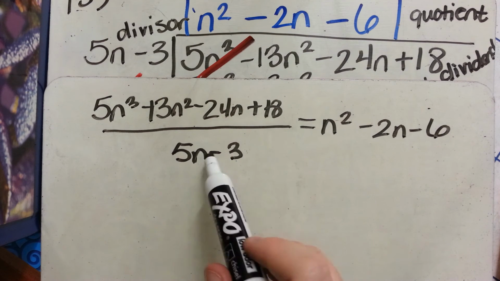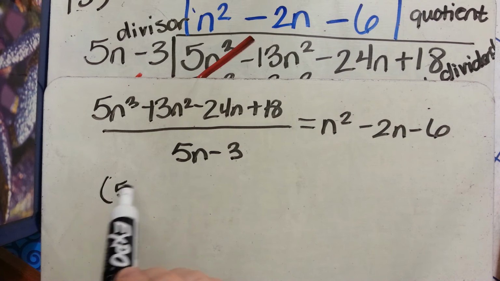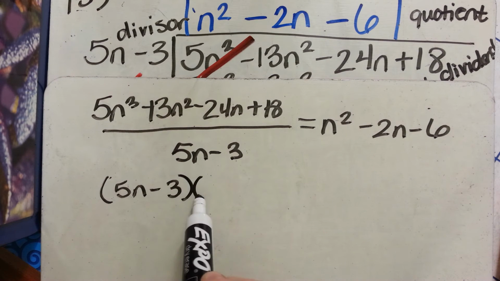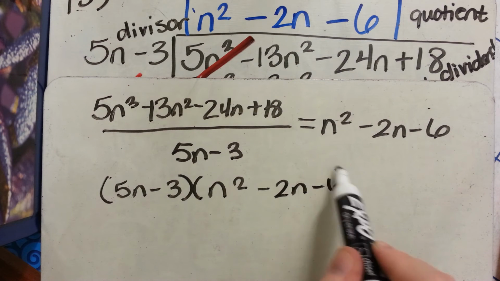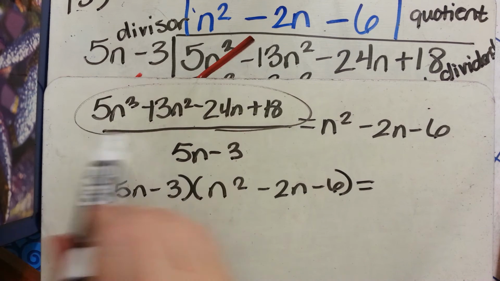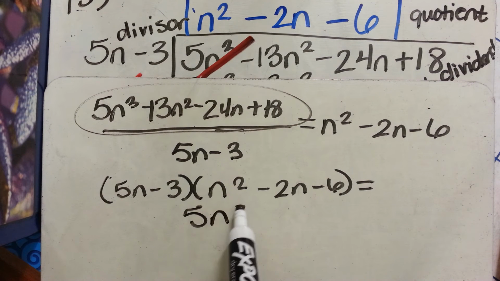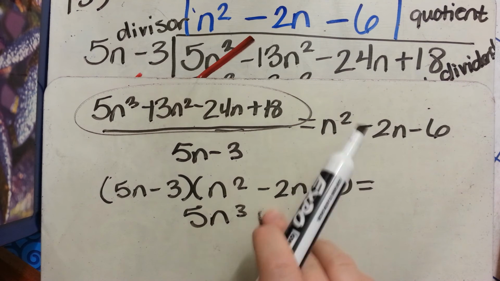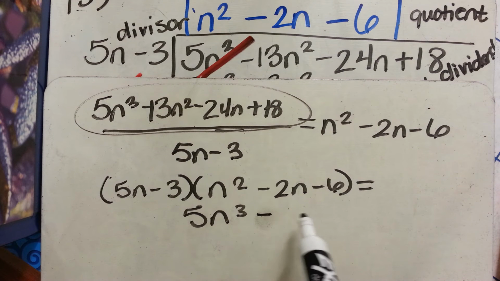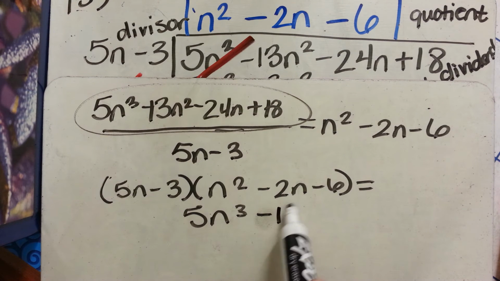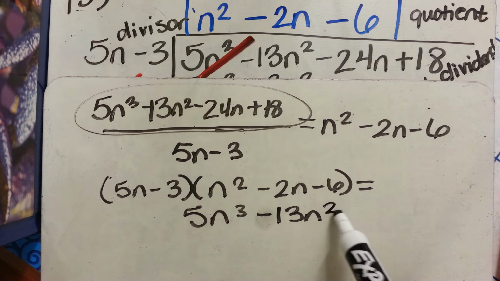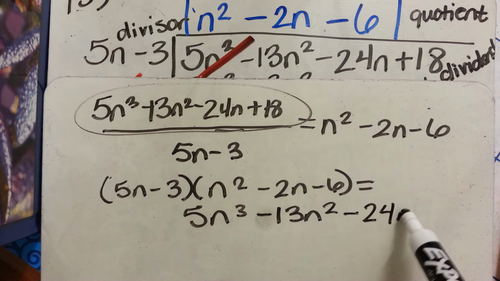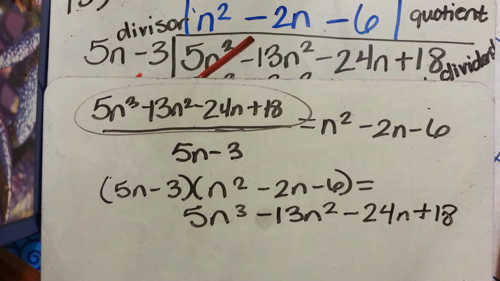Likewise, if we were to multiply 5n minus 3 times n squared minus 2n minus 6, we would get our polynomial up top here. So again, we can say that 5n minus 3 and n squared minus 2n minus 6 are factors of this polynomial. Okay? Each of these we could say is a factor of this polynomial.